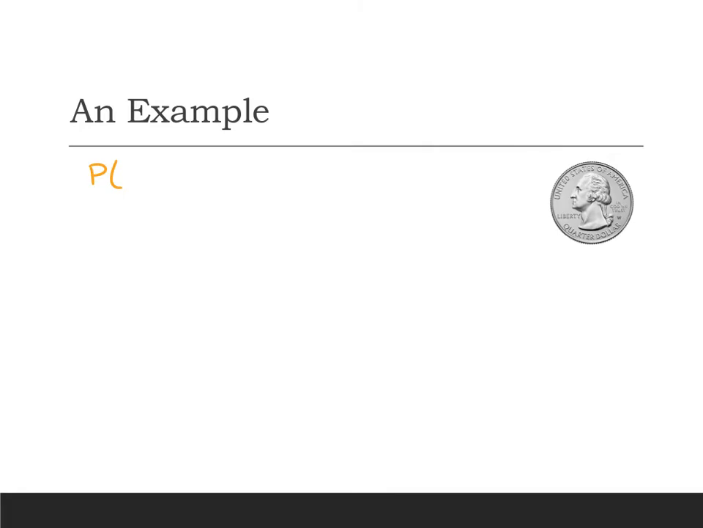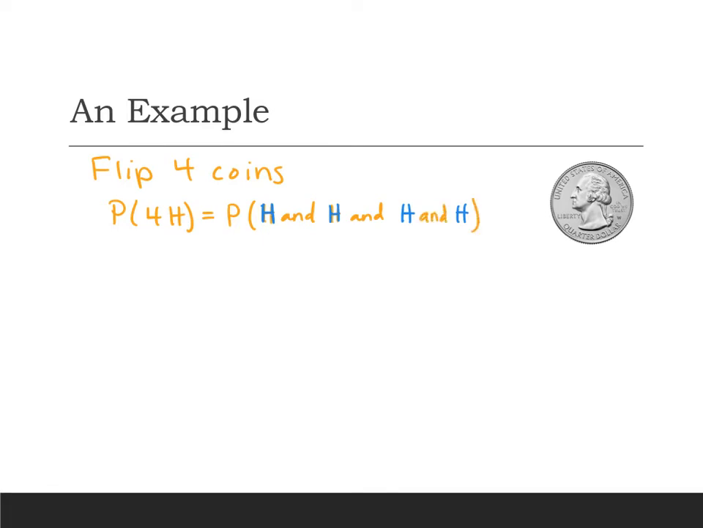So let me actually start over. I'm going to erase that. And so we're going to say flip 4 coins. What's the probability that I get 4 heads? Well, that means the first coin is going to be a head, and the second coin is going to be a head. And I'm trying to make this not look like the word hand. And then we get 4 heads in a row. What's the probability that all 4 of the coins land on heads?